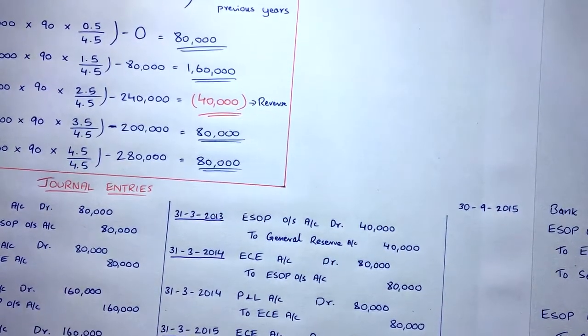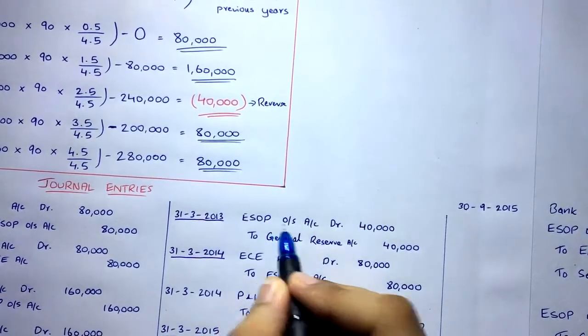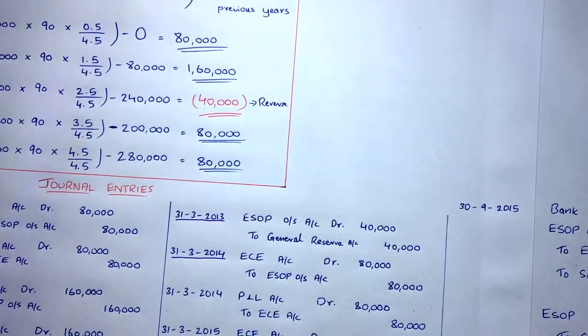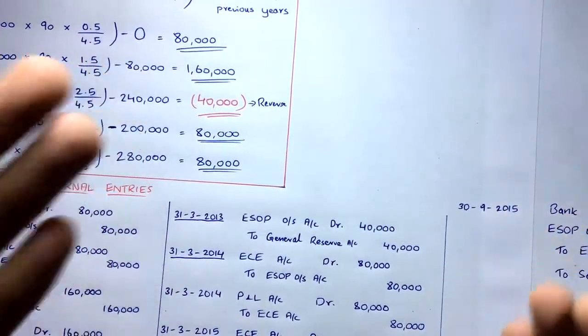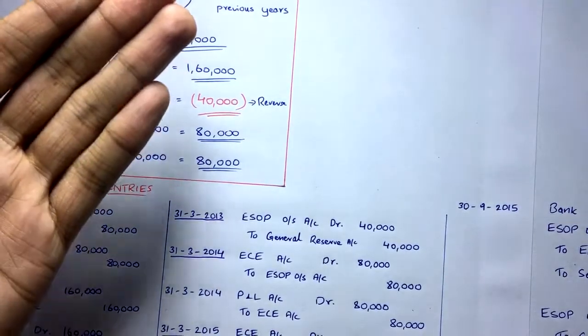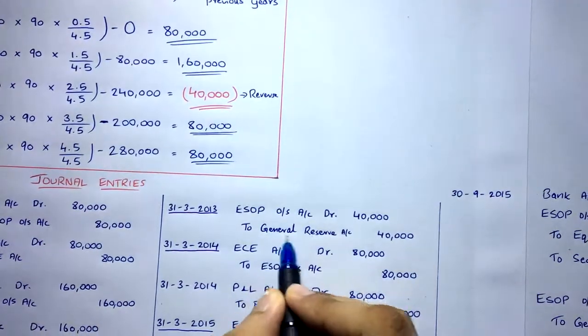Before, where it was in the balance sheet, it used to be under reserves and surplus, right? But it was not a free reserve. Now what are you doing? Just opening that reserve up by 40,000 and transferring the balance to general reserve. सिर्फ प्लेट नंबर चेंज कर रहे हो. पहले क्या था? ESOP outstanding in reserves and surplus. अब क्या कर रहे हो? General reserve under reserves and surplus. Simple है ना? Reserves have credit balance.